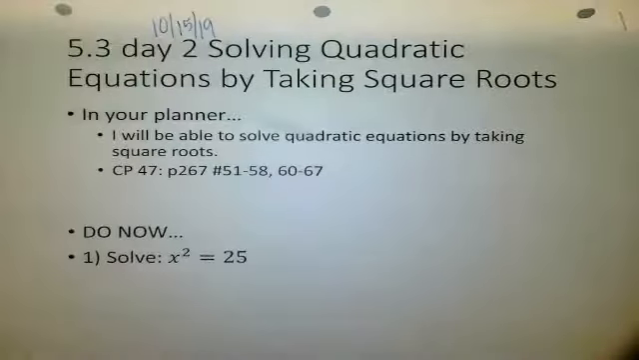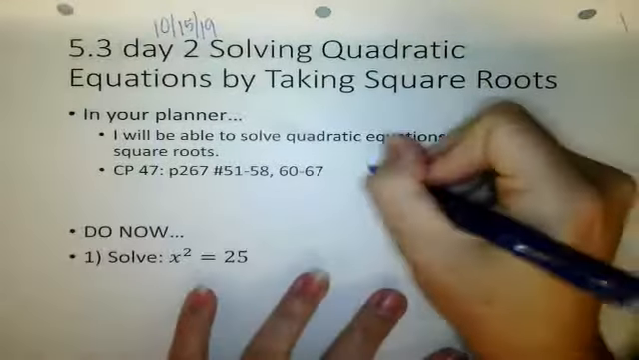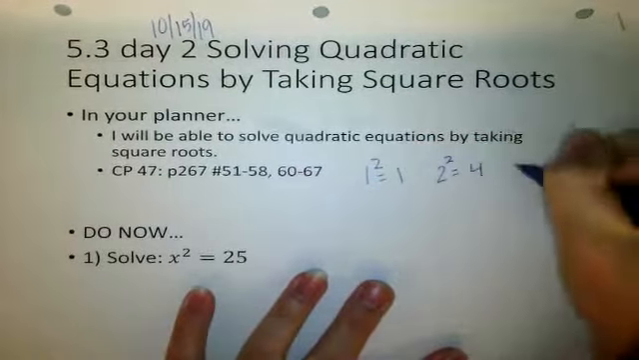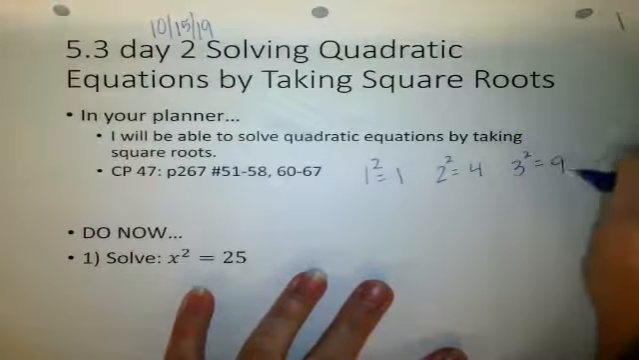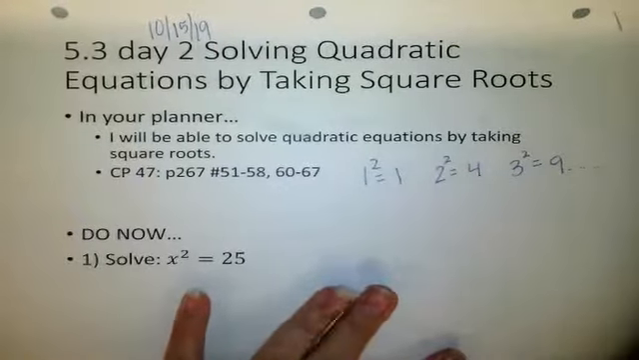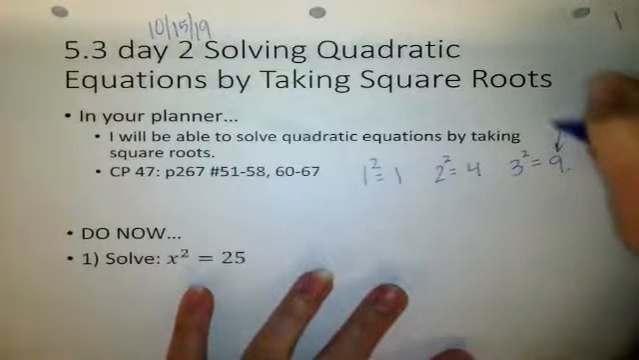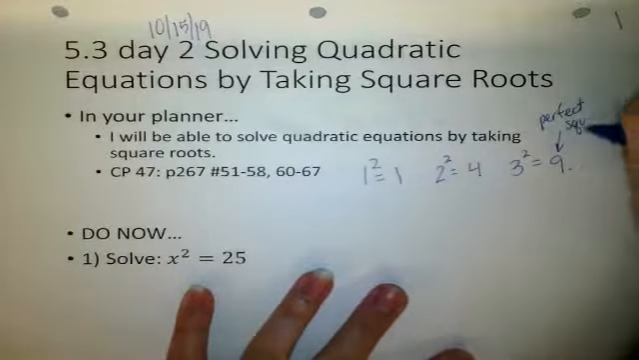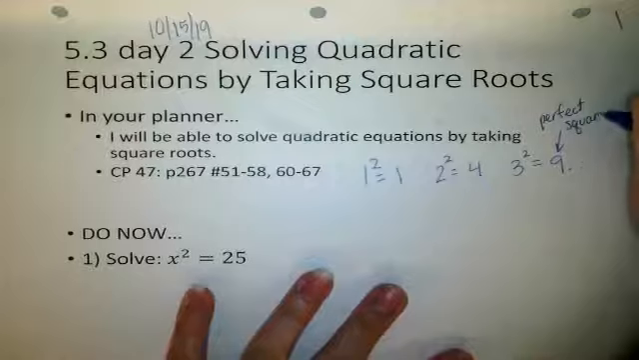Okay, so yesterday we talked about square roots. And so I reminded you of our perfect square numbers. And we went through the whole list all the way up to 12 squared. And what we have are these lovely perfect square numbers. I even talked about what it means to be a perfect square.